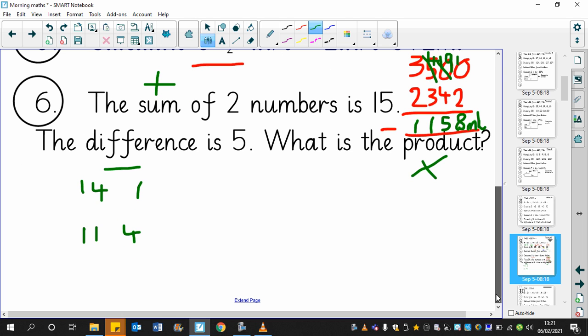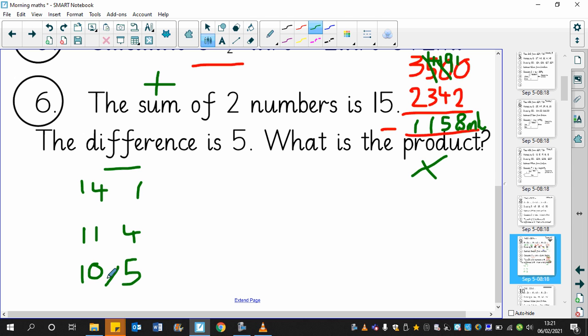So let's go down 1. So 10. And 10 add what equals 15? Remember, we're looking for 15. So 10 add 5 equals 15. So let's have a look. The sum of the two numbers is 15. So 10 add 5 is 15. Correct. The difference of the two numbers is 5. 10 take away 5 is 5. Correct. What is the product?